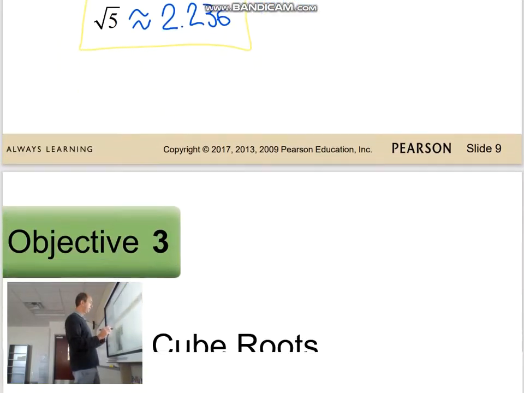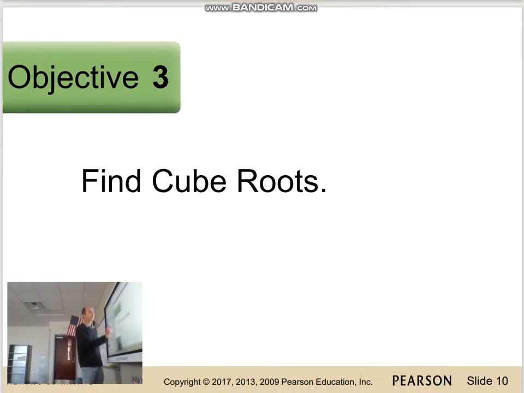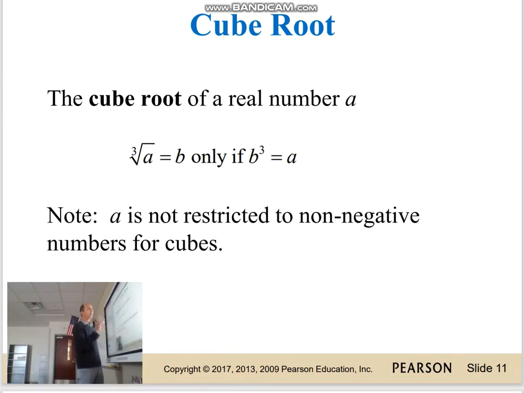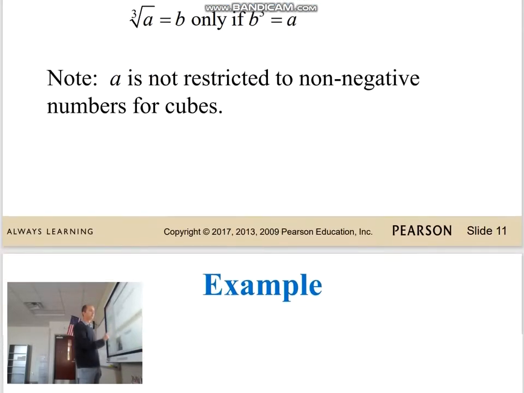And next example, next objective, find the cube roots. The cube root of a real number is: cube root of a equals b if b cubed equals a. A is not restricted. This is an interesting thing, because if we're talking about a square root, we cannot have a square root of a negative number. We have seen the last example. But for cube root, it's not a problem. We can have a cube root of negative numbers.